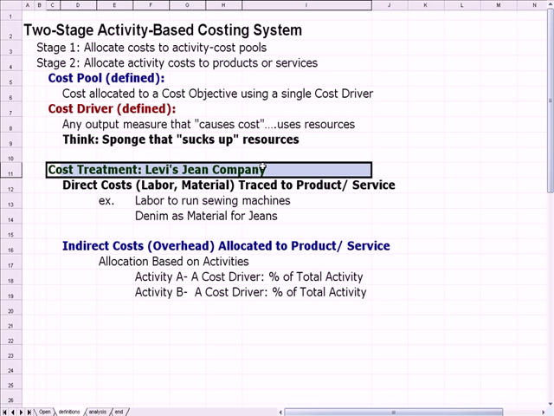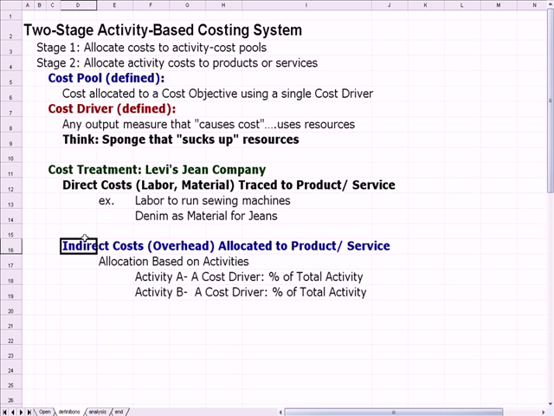So for example, let's think about Levi's Jeans Company, and I want to distinguish between, again, direct and indirect costs, and then go on to the two-stage. So a direct cost might be labor to run a sewing machine, material, which might be denim, to make the blue jeans. Those are traced directly to the product or service. They are direct cost or product costs. Indirect costs or overhead are allocated to the product or service, and we talk about a predetermined overhead rate. There is some rate that we're going to allocate the cost. What we'll see in just a minute is we have different activities that are cost drivers, and a certain percentage of those activities are how we assign cost to those cost pools.